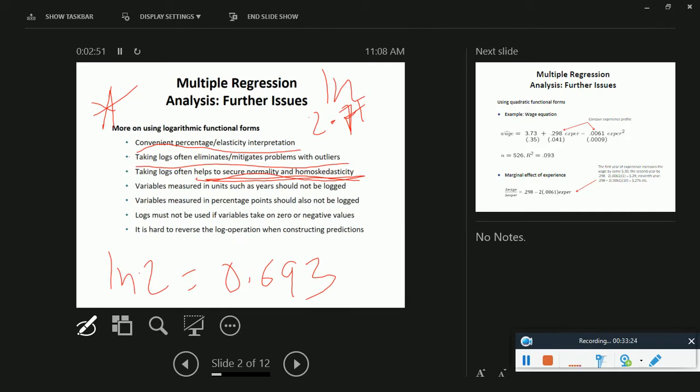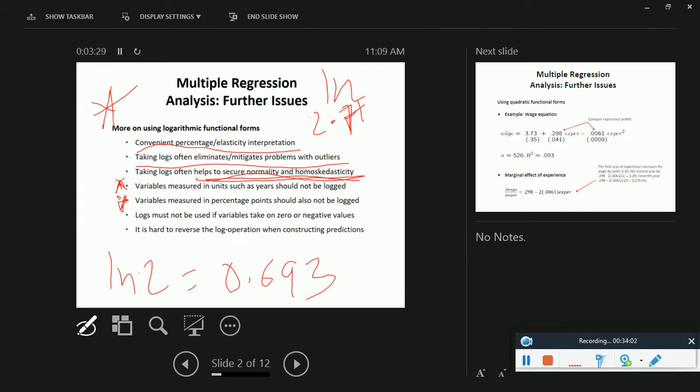But keep in mind, variables measured in units such as years should not be logged. You cannot log years, so don't even try to log any year variables. Variables measured in percentage points should also not be logged. Variables that have percentage points, like 50% or 20%, should not be logged.